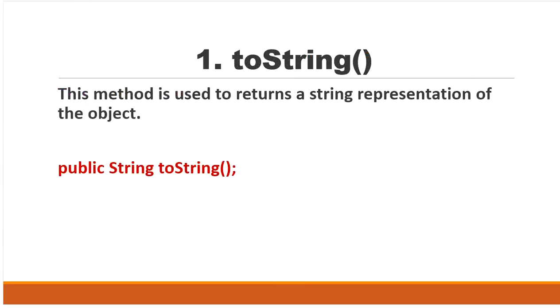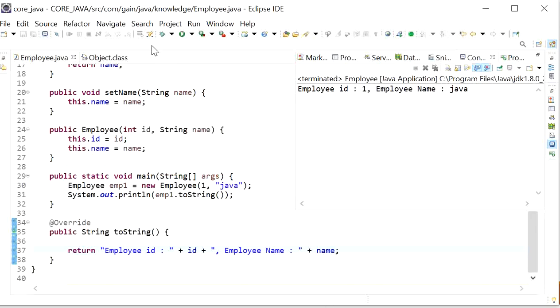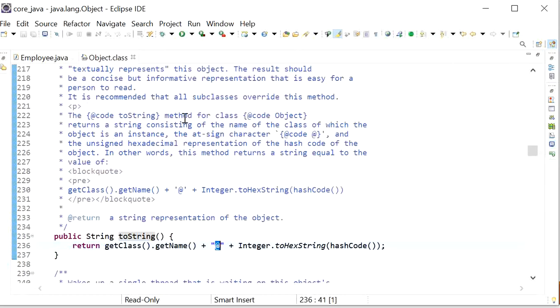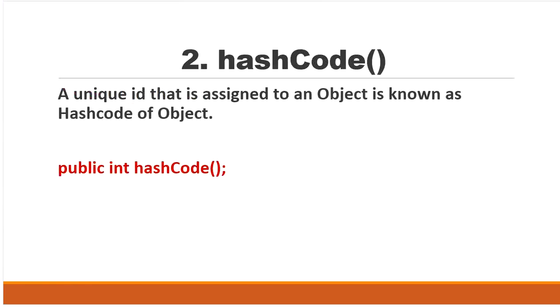And the second method is the hashcode method. A unique ID that is assigned to an object is known as the hashcode of the object, and this is the signature of the hashcode function provided by the Object class. Here we can see the implementation provided by the Object class, that is public native int hashcode. For every object, the JVM will assign one unique ID, and that is the hashcode value.